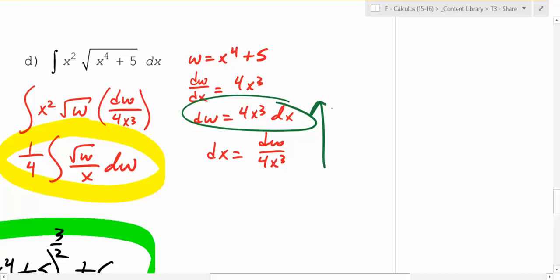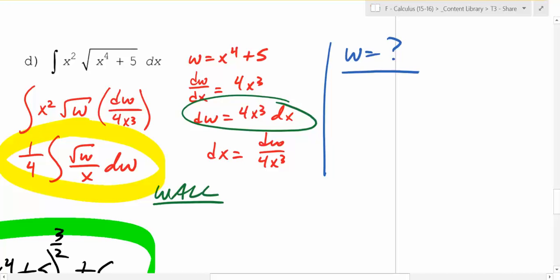Look at this. We chose that as our u, correct? We chose that as a w. This is a wall. We don't know how to get over it. So when you hit a wall and you're sure your algebra and calculus are correct, our original assumption was that w should equal x to the 4th plus 5. Well, maybe it shouldn't. Maybe it should equal something else. Maybe there's another w to try.